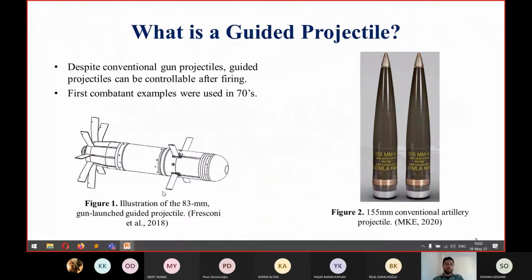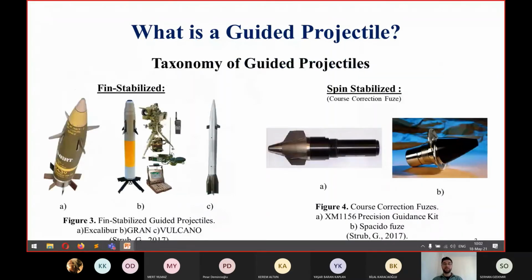First, I want to introduce you the guided projectiles. As you see, guided projectiles have control surfaces on the airframe of the projectile body, and their first combat examples were used in the 70s during the Vietnam War. We can classify guided projectiles under two main categories: fin stabilized and spin stabilized guided projectiles. Fin stabilized guided projectiles are more similar to a missile. They have larger control surfaces, and their airframe is completely different from the regular projectile shape.